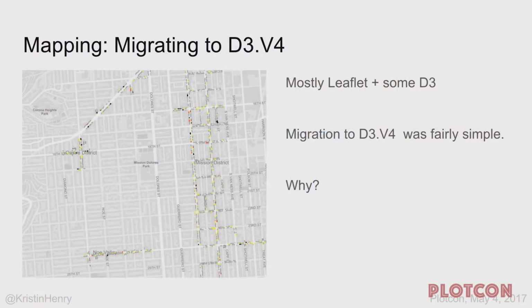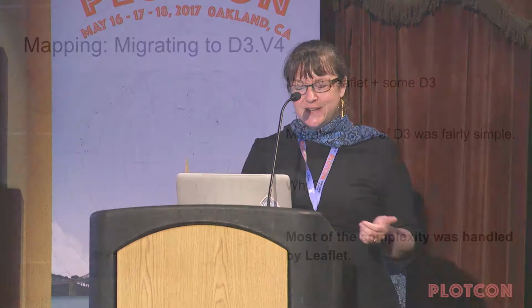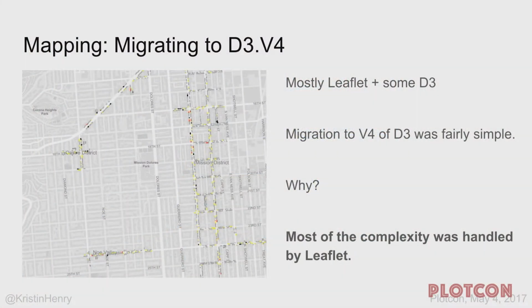My first iteration was done in D3 v3. And because I didn't have 30,000 dots, I thought that I could probably get by with SVG instead of Canvas. For my base map layer, I used the Mapbox tile server with the developer's license. The migration to version 4 was pretty simple. I was surprised. Why was this so easy? It took me about an hour, even with fiddling and making sure things were just right. The reason is that most of the complexity of this particular project was handled by Leaflet, not D3.